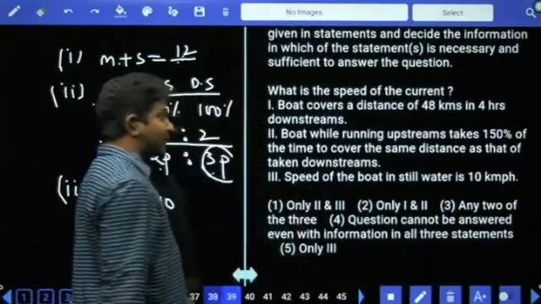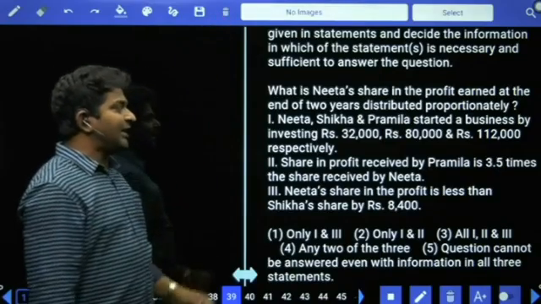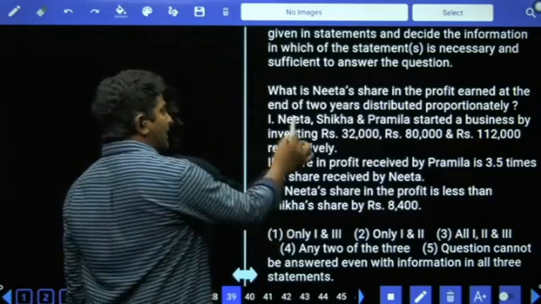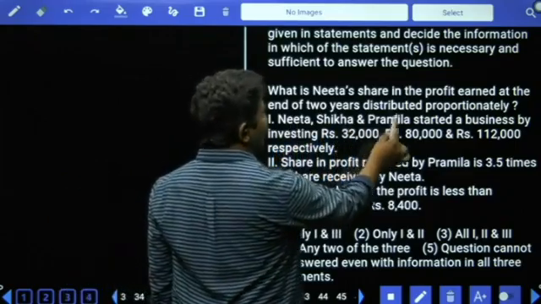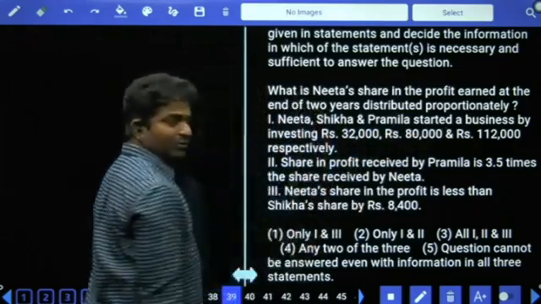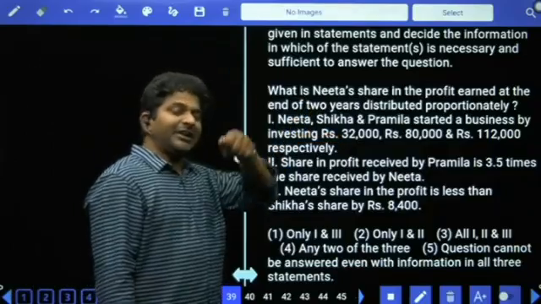Any two sufficient. What is Nita's share in a profit earned at the end of 2 years distributed proportionately? Nita, Shiksha, Pramila started a business by investing 32,000, 80,000, 112,000 respectively. But total profit is not mentioned.